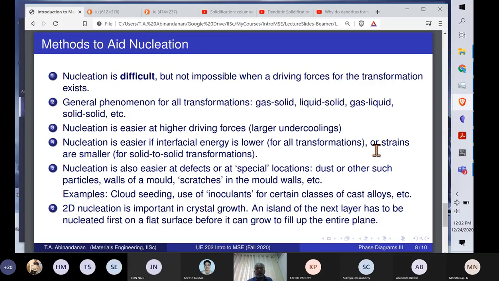And of course, in the case of solid to solid transformations, you can also get strains when you are creating a small clump of one solid inside another solid. For example, if the new solid that comes out requires a higher volume, that is, its density is lower, it would lead to strains being formed, and strains raise the energy and decrease the driving force that way. So if you think of possibilities of decreasing these strains, then you are making the nucleation process easier.